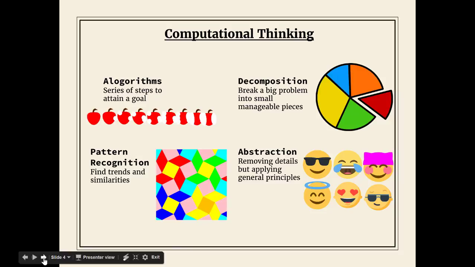Algorithms, which is a series of steps to attain a goal. Pattern recognition is when we find trends and similarities. Decomposition is the breaking apart of a bigger problem into smaller, manageable pieces. And abstraction, which is removing details but applying general principles.